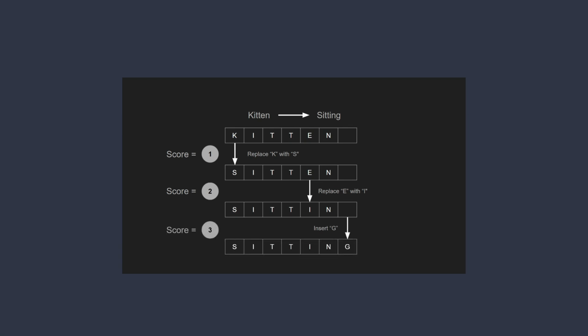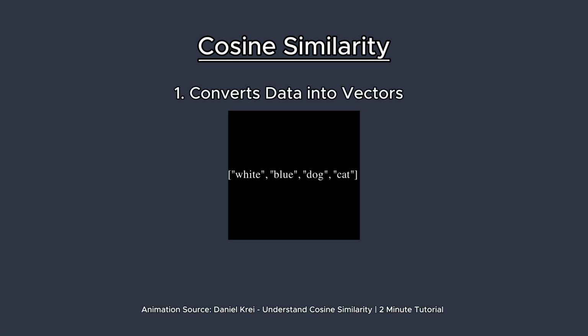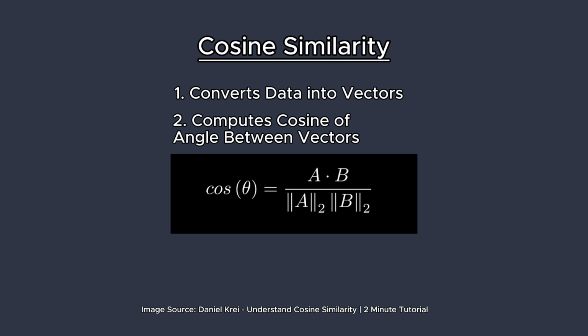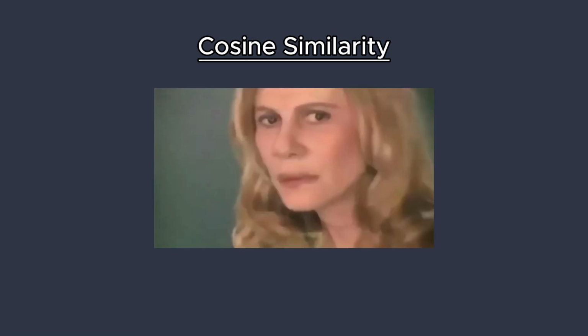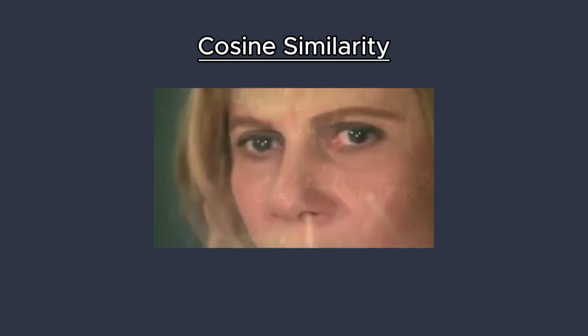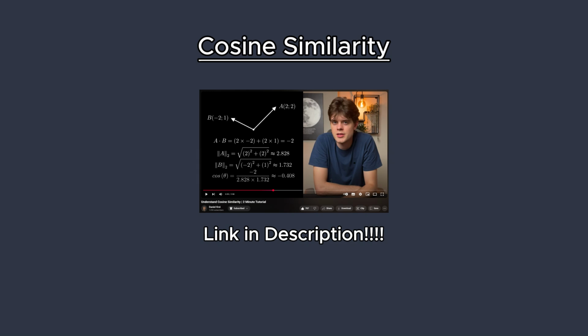Next, there's Cosine Similarity, which converts both pieces of data into vectors. It then computes the cosine of the angle between the two vectors, and if the results are close to 1, that means the data is similar. And if the results are close to 0, then the data is not similar. Now I know this one sounds kind of confusing, so I've linked a YouTube video from another channel that I believe explains cosine similarity really well.